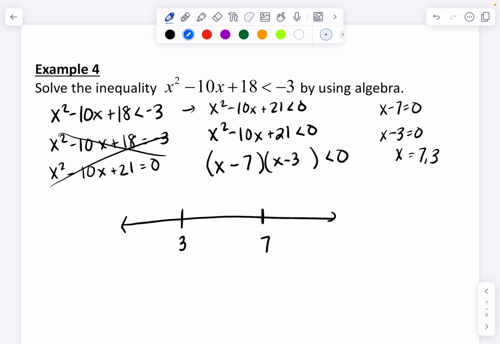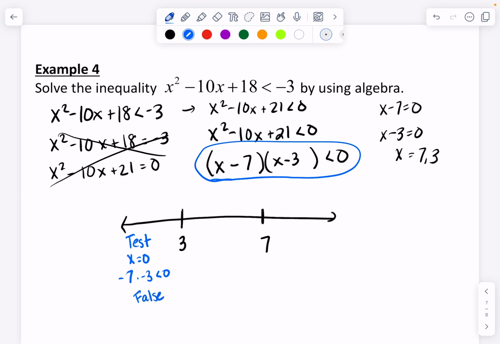Now plug in a point. We're going to test a point where a number is less than 3. I'm going to test x equals 0. If I plug in 0, I get -7 times -3. Is that less than 0? False. So that's not part of my solution.